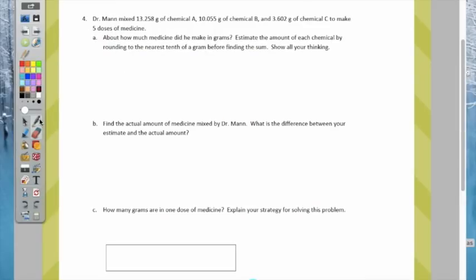Okay, page 3. Now I'm going to read this, but I'm kind of going to paraphrase it a little bit. That means I'm just going to tell you the gist of it. You ever heard of that word before? Yes. I know you have. So Dr. Mann mixed chemical A, chemical B, and chemical C to make 5 doses of medicine. So, like mad scientists poured it in, okay? So here's what I need you to remember out of this. In fact, 5 doses is going to help us on C.